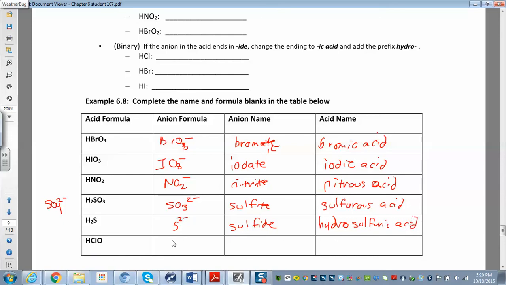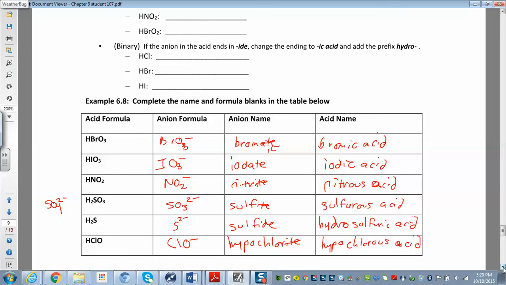This guy is ClO minus. That is the hypochlorite ion, hypochlorite. Don't confuse that with hydro. Hypochlorite is the name of this ion, and so I'm going to get rid of the -ite. What do -ites become? Ate, ic; ite, ous. So this becomes hypochlorous acid. All right, so that's hypochlorous acid.